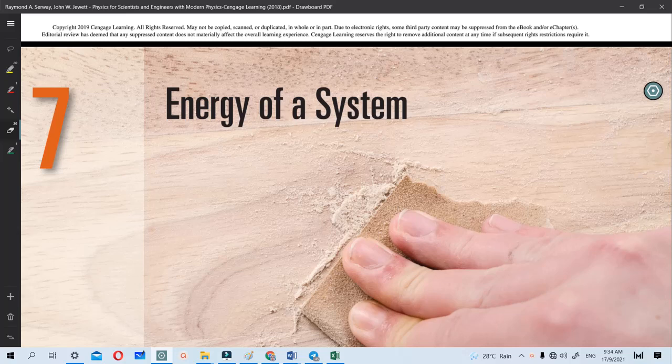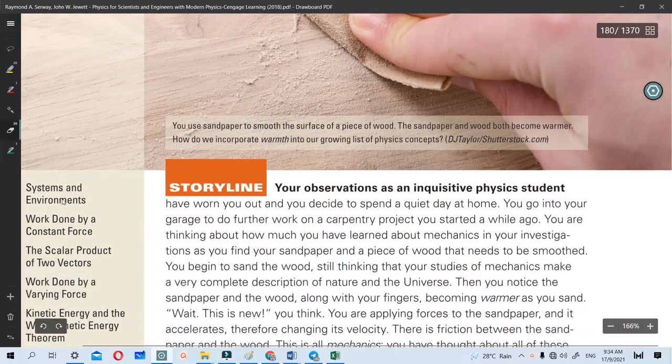For your information, when we start talking about energy, chapter 7 alone is not enough. It actually comes together with chapter 8. Okay, it's under the same umbrella. Let's have a look at what's given by the book.